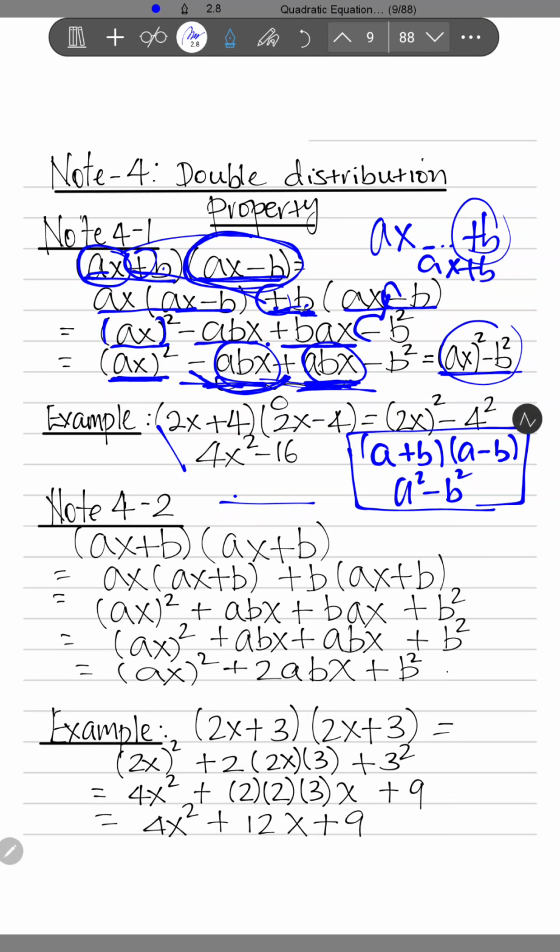What does it mean? Here I have 2x plus 4, 2x minus 4. 2x squared is 4x squared, because all together 2x has to be in a square. So 2 squared is 4, x squared is x squared. Here I have 4, and 4 squared is 16, 4 times 4 is 16. So this is a difference of the two. I will take this minus here. So 4x squared minus 16.